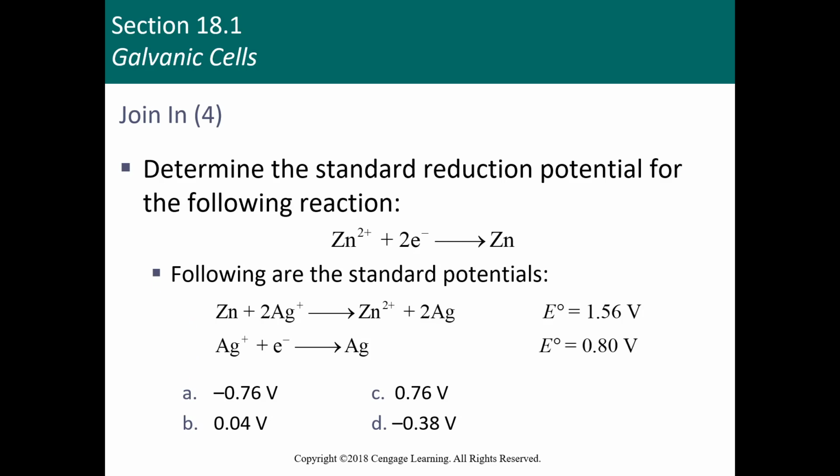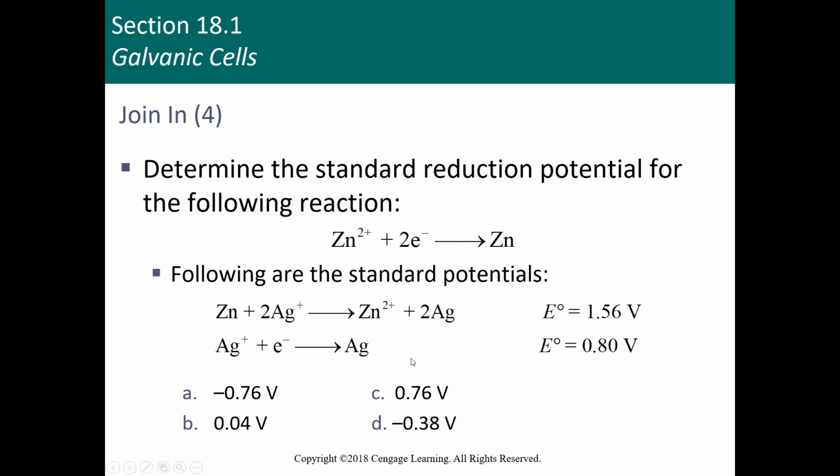Determine the standard reduction potential for the following reaction. And we got that reaction there. Following are the standard potentials. Okay, so we're looking at zinc here gaining electrons to go to the metal. And notice that these same species are showing up right here in this reaction. But we have a silver that's riding along with us, don't we? So we need to deal with this silver somehow.